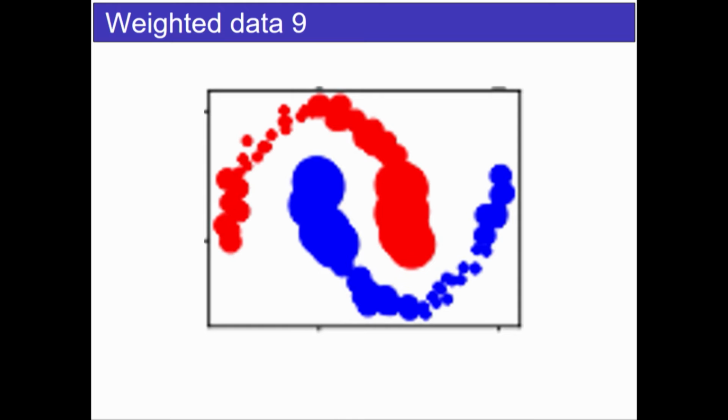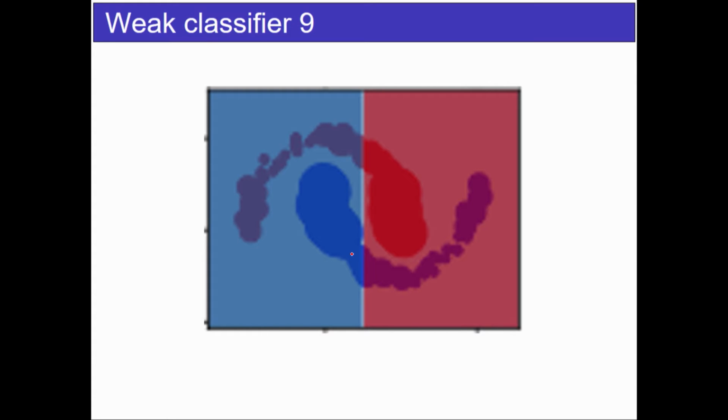At some point, you will see something like this. Because this set you've gotten almost always wrong, this has become bloated to such an extent that almost nothing else matters. Your next weak classifier is forced to get these two correct. All the others don't matter that much. Because the weights have multiplied by about 2 every time, these are very, very wrong compared to other things which are mostly correct. So now, finally, your weak classifier 9 is going to draw a line in the middle, which is going to be enough to distinguish between these two.